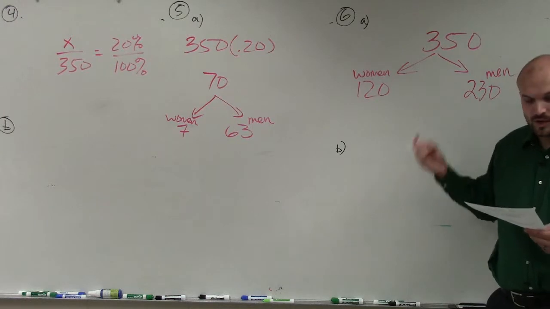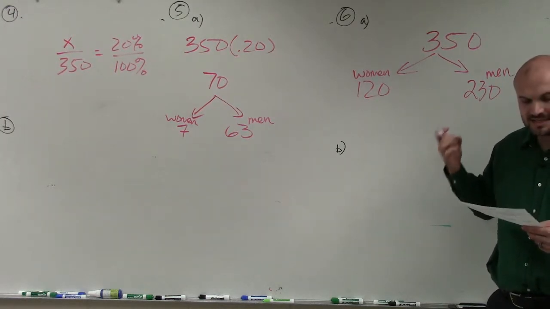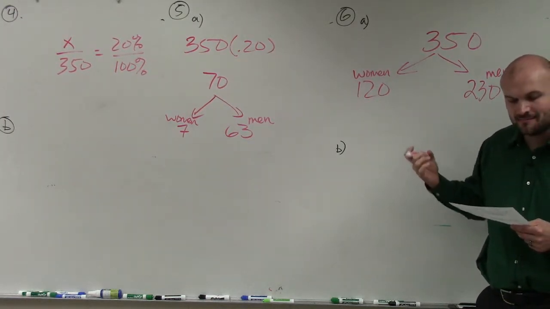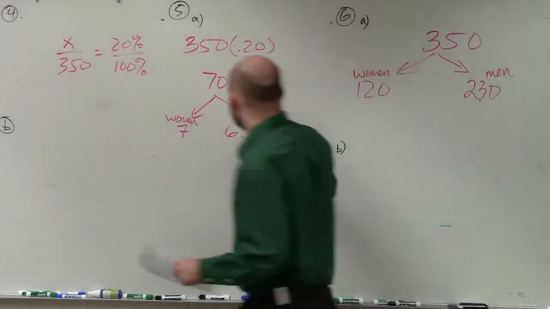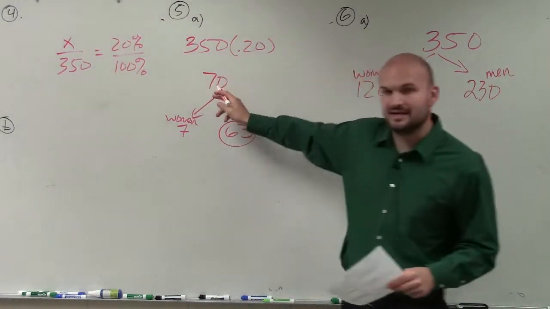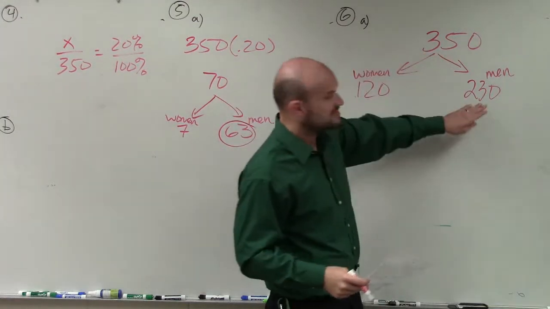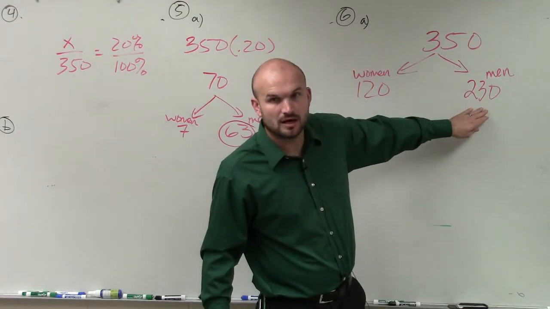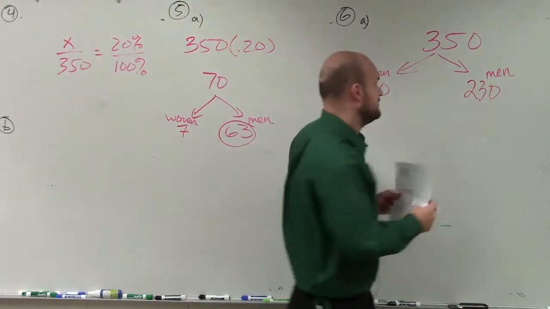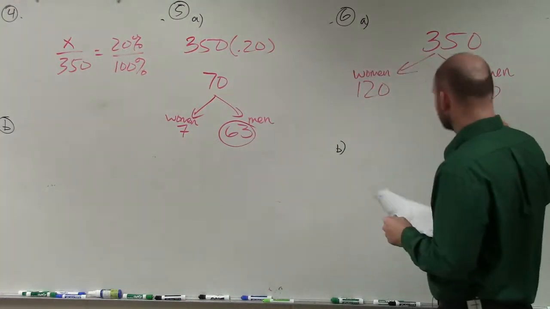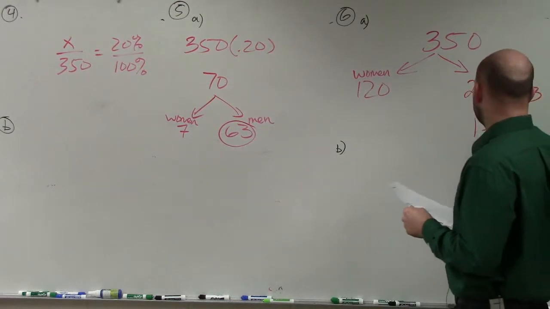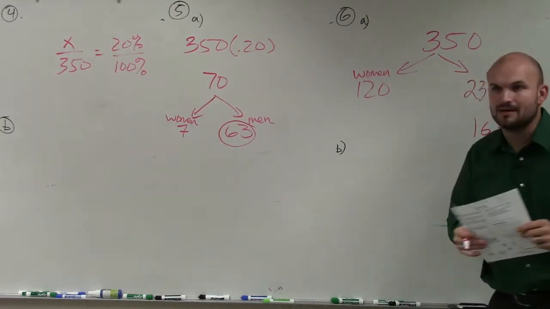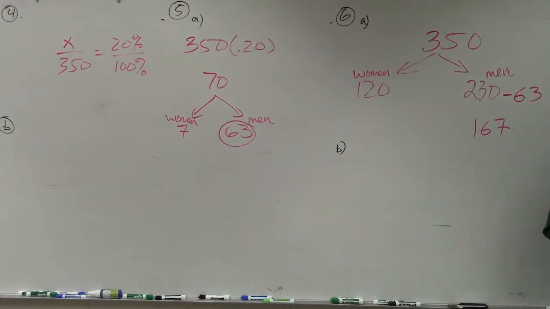Now let's go into what the question is asking. The question is asking how many employees are men who do not work in the accounting department. So this is the number of men that work in the accounting department, and this is the total number of men. If I take 230 and subtract 63, I get 167 men. Do you guys see how I figured that out?